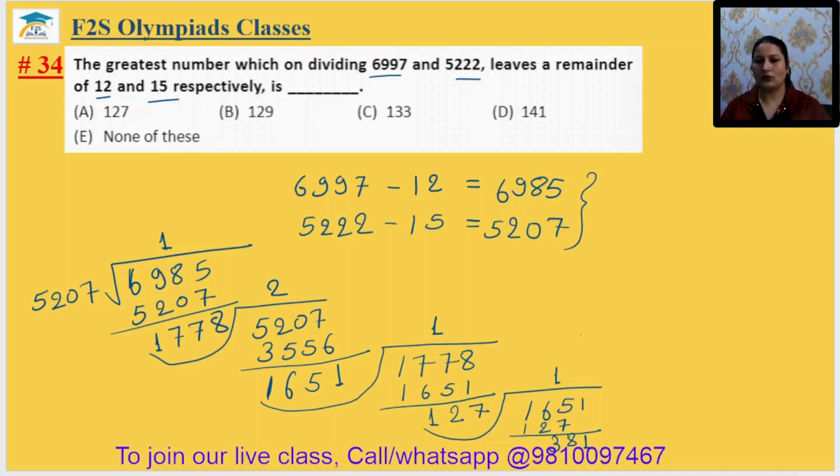So 127 multiplied by 3, check it. 127 multiplied by 3, you will get 381. 0 0 0. So we can see 127 is the HCF of these two numbers. Its HCF equals 127. 127 is the number which when it divides these two numbers, will leave the remainder 12 and 15. Answer will be A. 34th answer is option A.